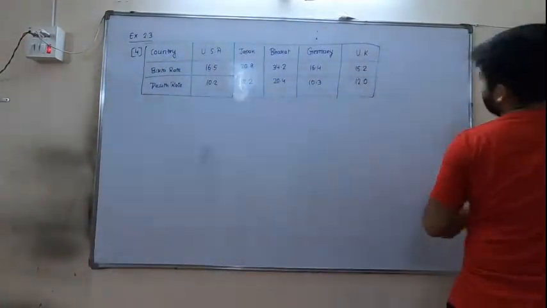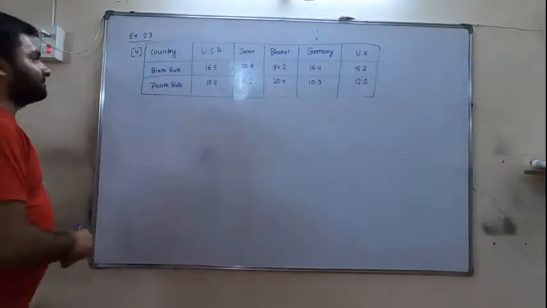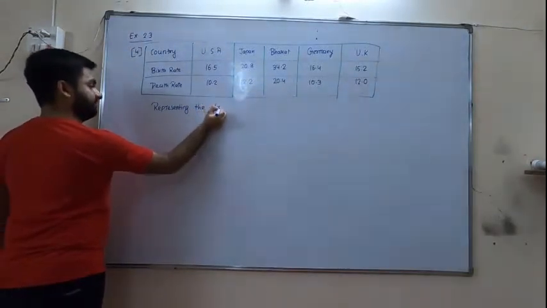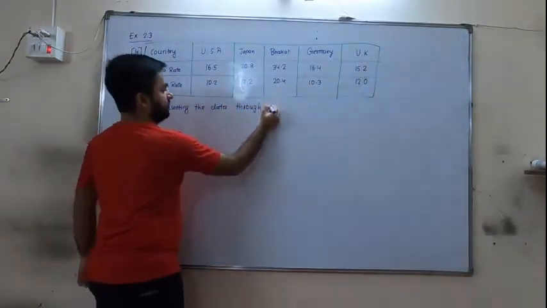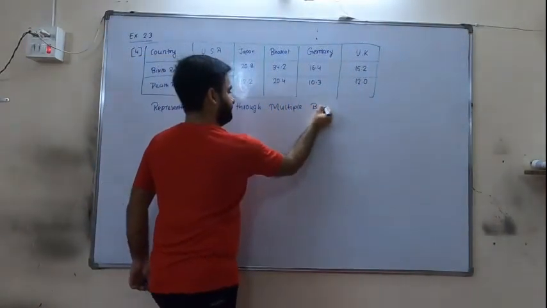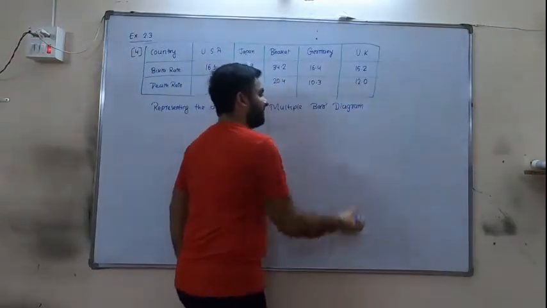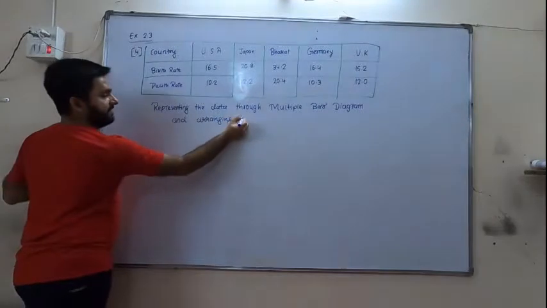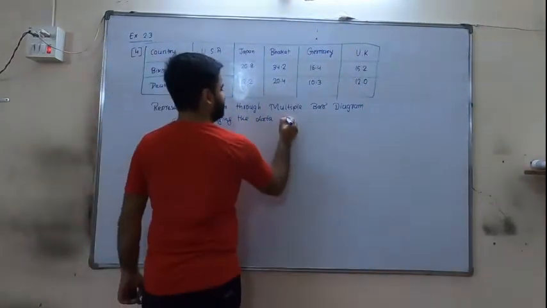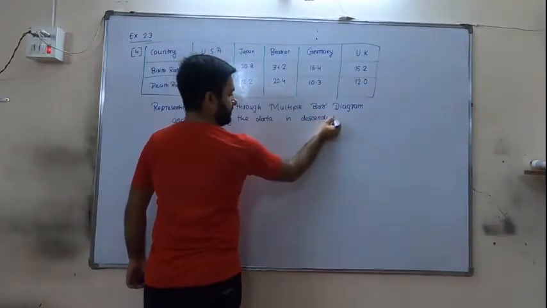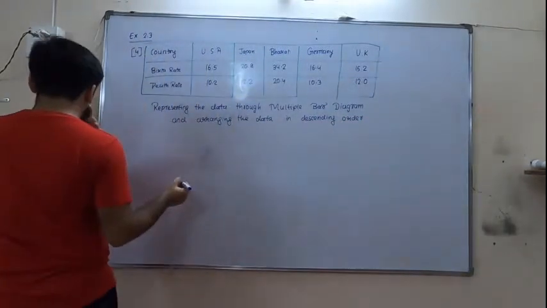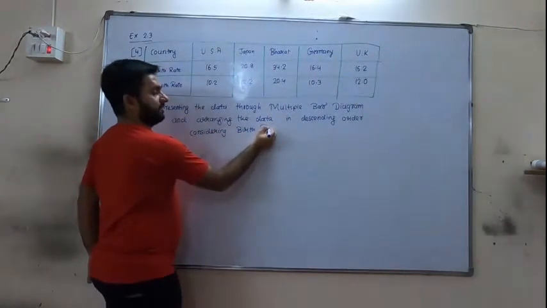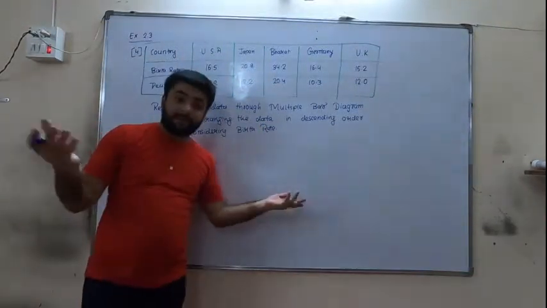Okay, friends, as I said, there is no logical order, so we need to arrange it. So first of all we will write: representing the data through multiple bar diagram and arranging the data in descending order considering birth rate. This is not compulsory that this sum is by descending order and that sum by ascending.